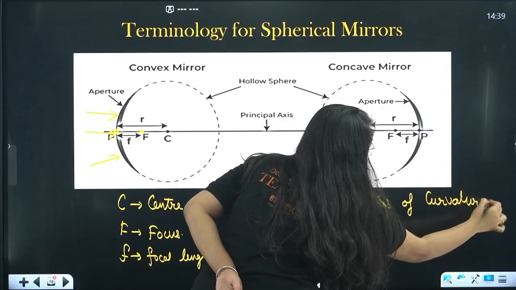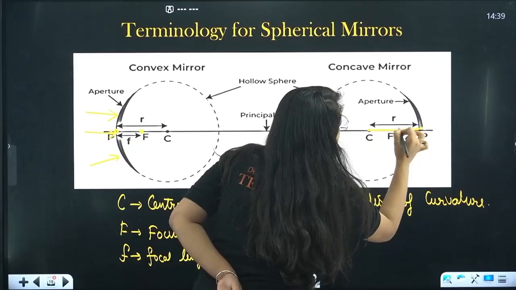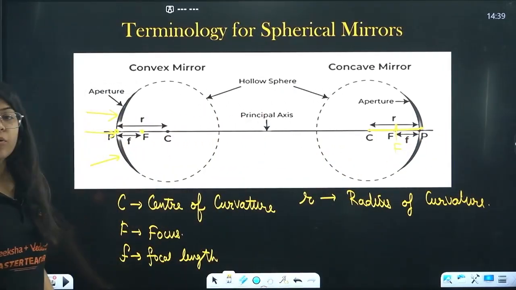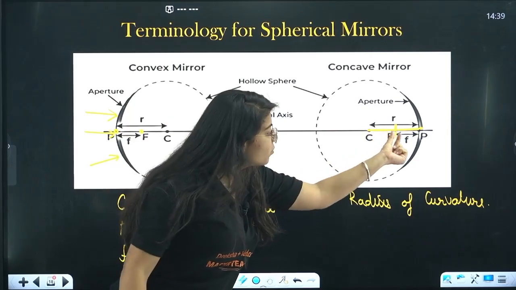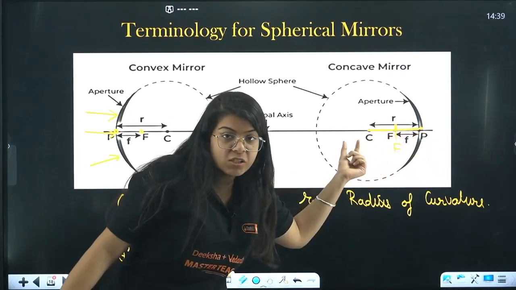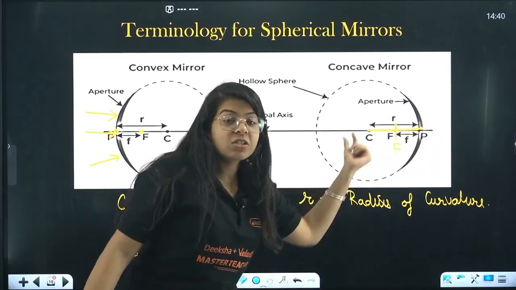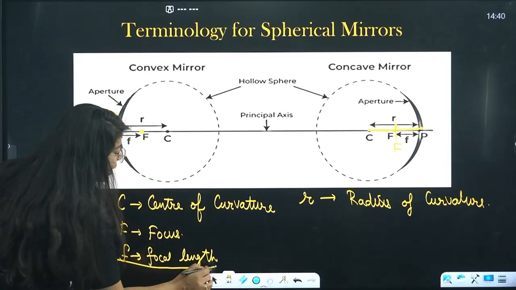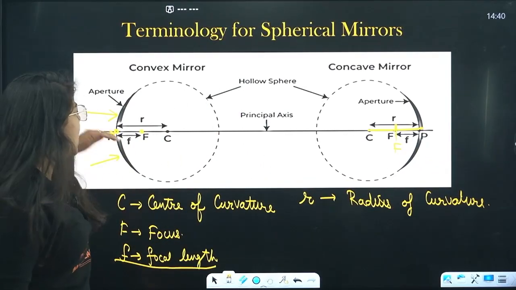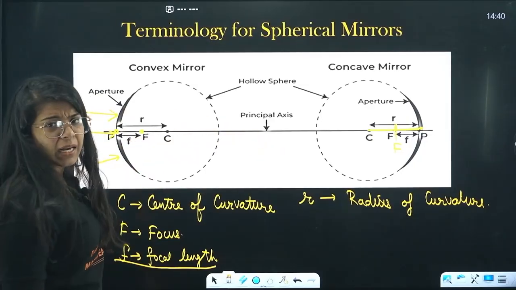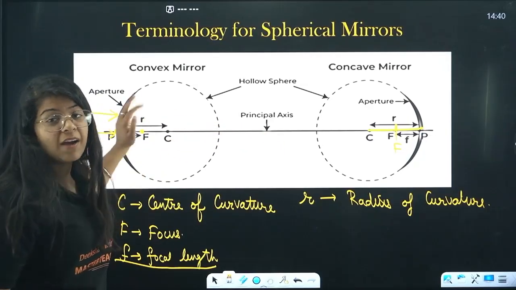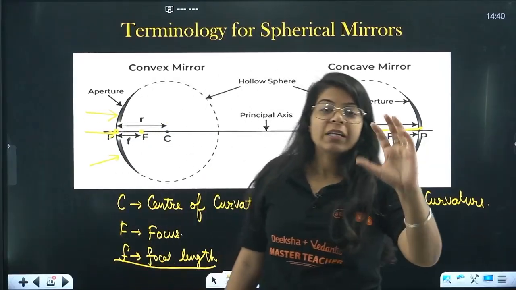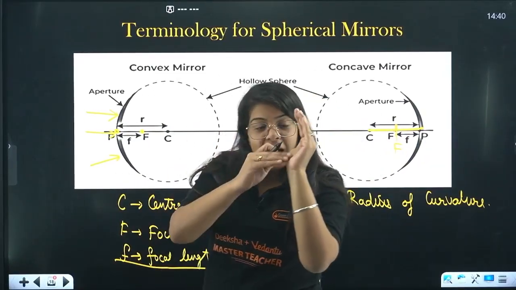And half of this whole radius, you will have a point called F, that is your focus. From this point to the mirror, not towards the center, towards the mirror, that line joining is your focal length. Understood? And the line that is cutting the mirror into half is your principal axis.